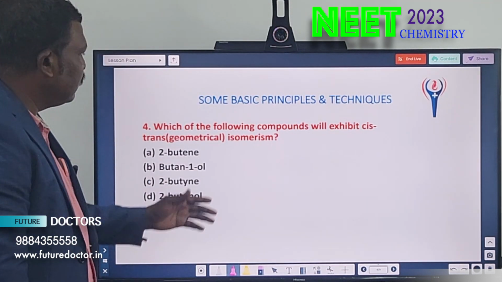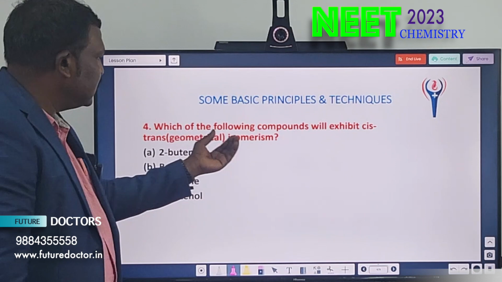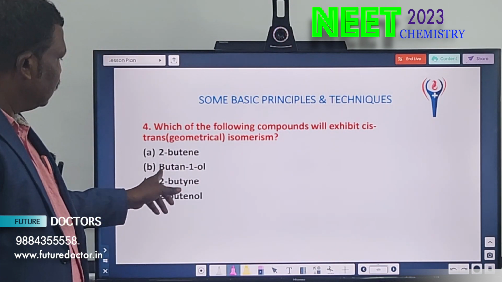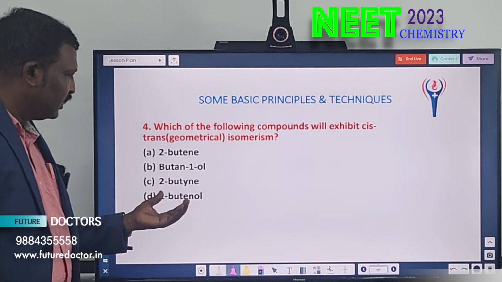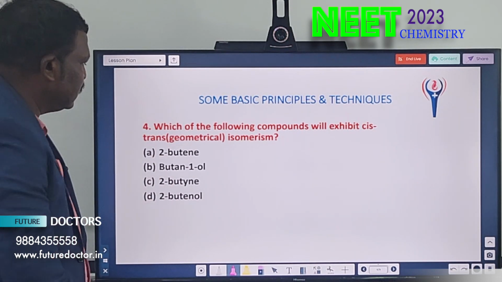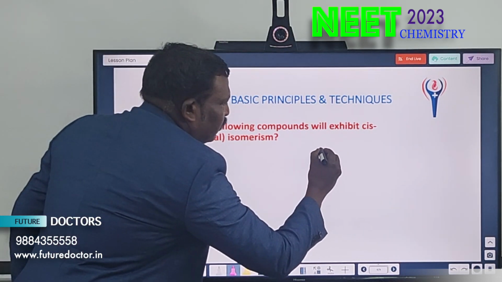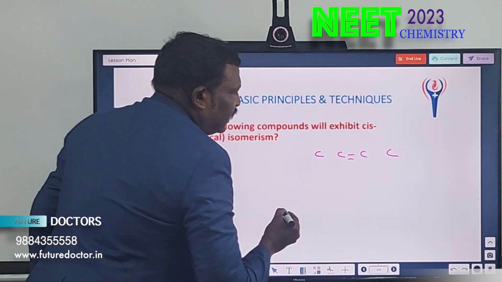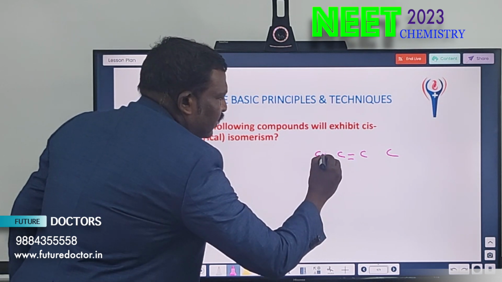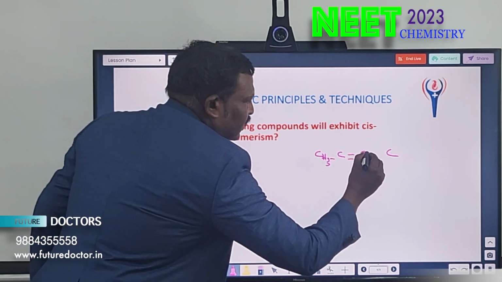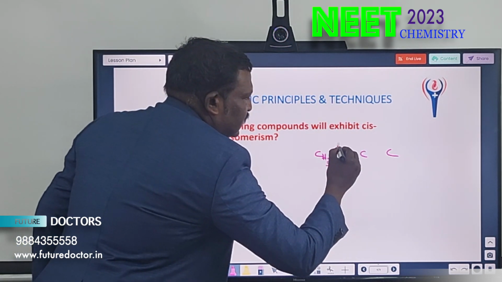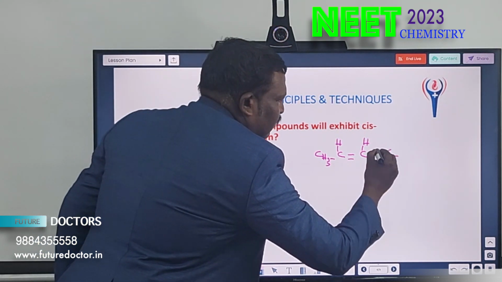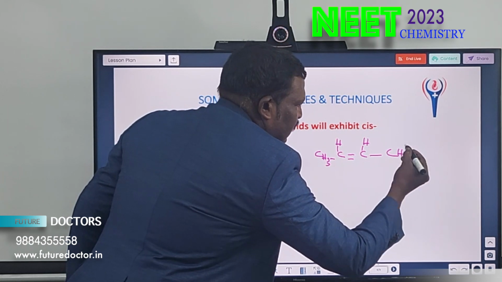Next one. Which of the following compounds will exhibit cis-trans isomerism? Cis-trans isomerism here. You have to work out all the compounds. Okay. So I'm going to work out only the first one. 2-butene. 2-butene means double bond in between 2 and 3. The remaining places you can fill with hydrogen, CH3. Here also, what? CH will come. Here also what? CH. Here what? CH3. Understood? This is called 2-butene.